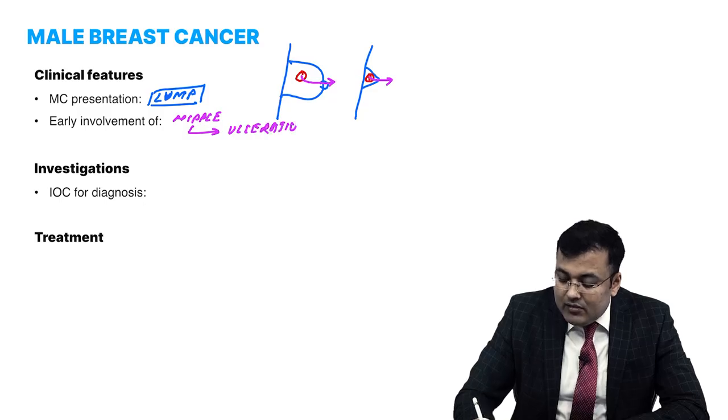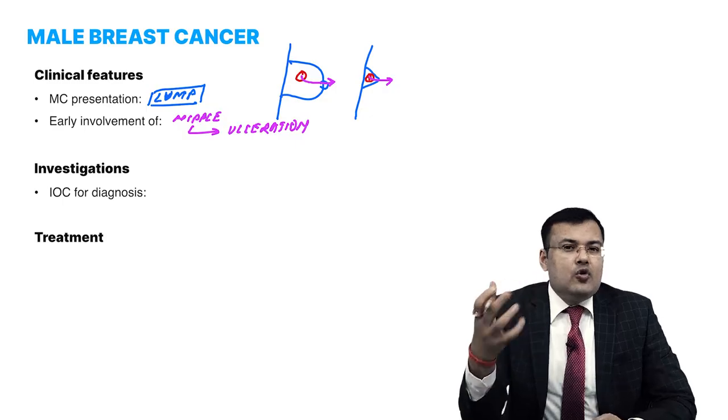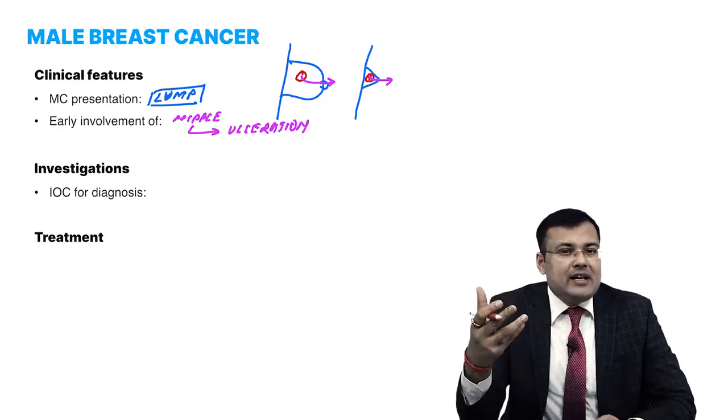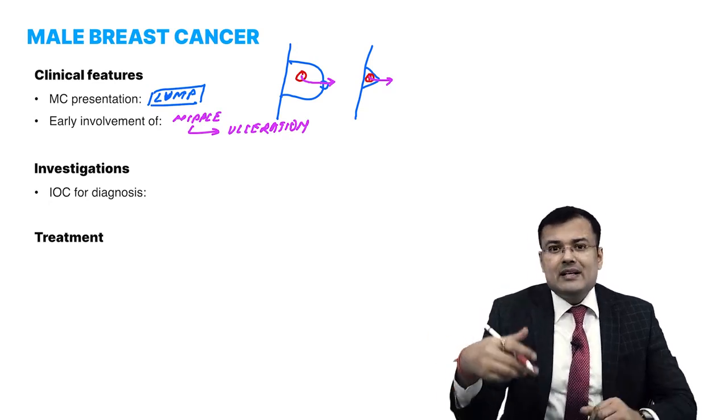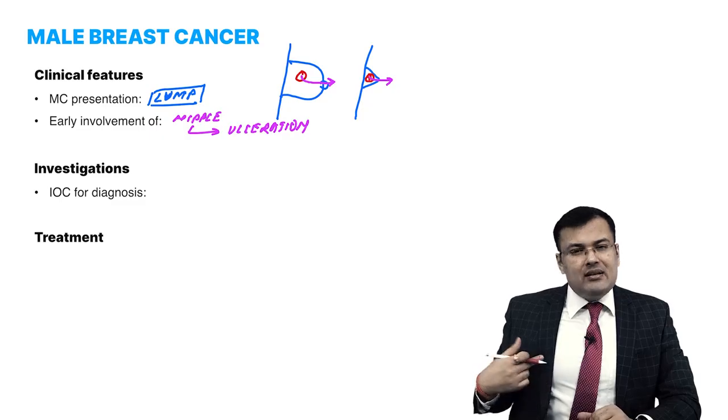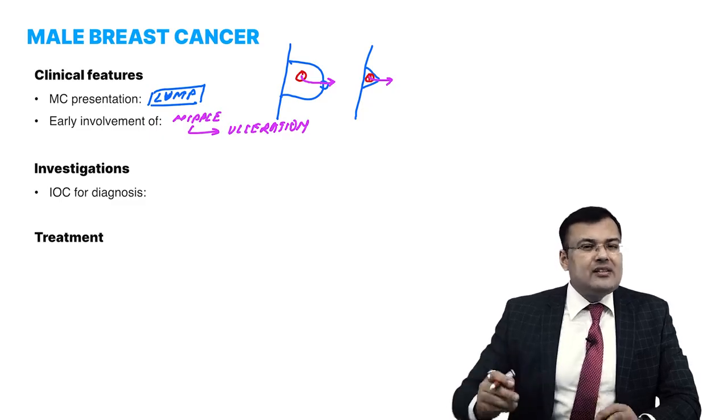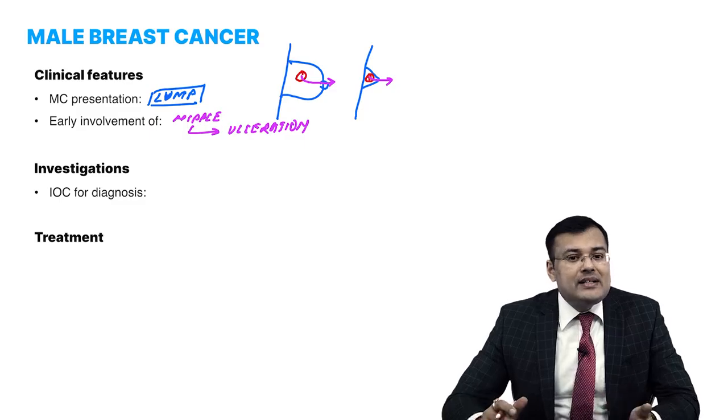And what is the big problem with males? No male on this earth can ever imagine that he will develop breast cancer. So when these males develop breast cancer, they just notice that ulceration and think it is just a wound, and that's why there is late presentation.